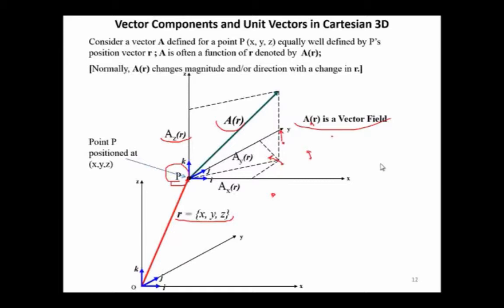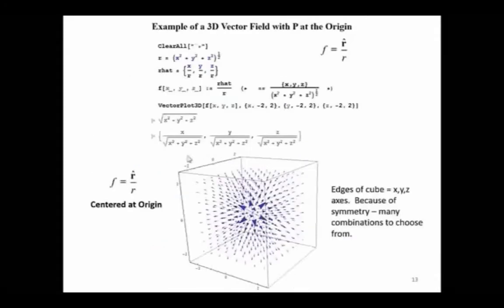It can be all space, or it might just be a portion. Rarely do we draw in this vector r, even though we understand that the vector A depends on this vector r. Well, here's an example of a vector field. I used Mathematica to draw this.